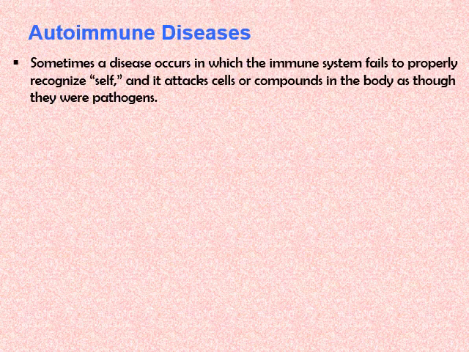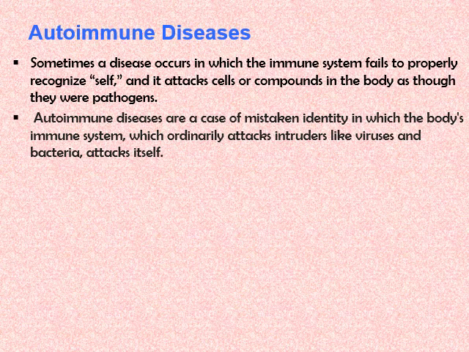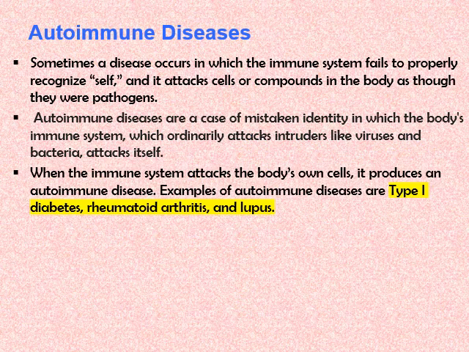Now to the third type of disorder, which is autoimmune disease. Sometimes a disease occurs in which the immune system fails to properly recognize self and it attacks cells or compounds in the body as though they were pathogens. Autoimmune diseases are a case of mistaken identity in which the body's immune system, which primarily attacks intruders like viruses and bacteria, attacks its own body cells. When the immune system attacks the body's own cells, it produces a condition called autoimmune disease.